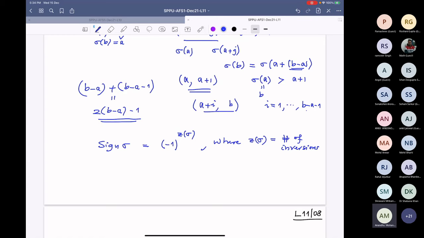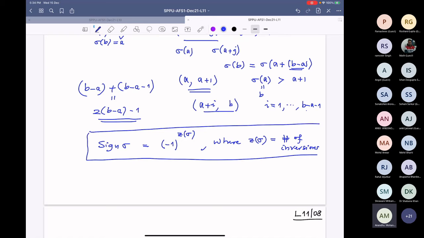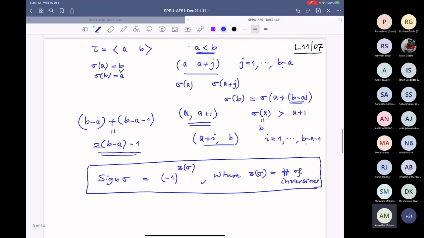Okay, so this is the formula I wanted to check. And above I just computed the sign of the permutation according to this formula.